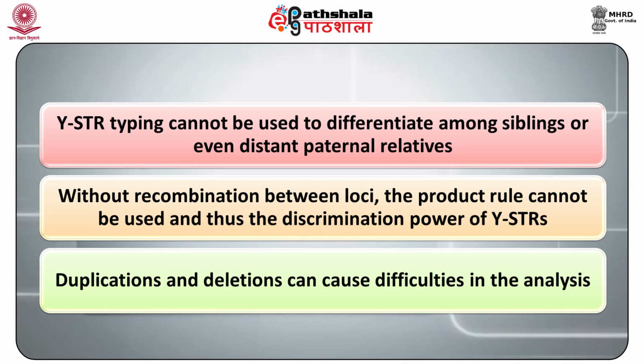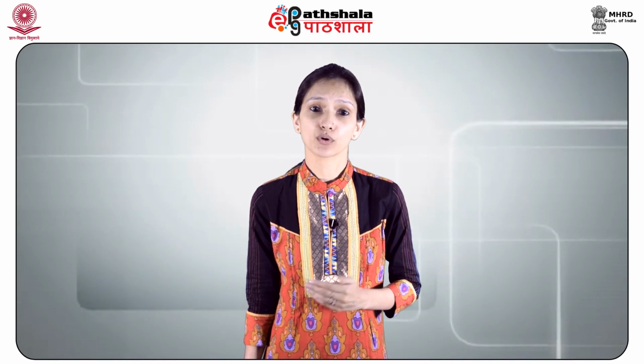First, since paternal relatives are indistinguishable, Y-STR typing cannot be used to differentiate among siblings or even distant paternal relatives. Second, without recombination between loci, the product rule cannot be used and thus the discrimination power of Y-STRs is limited by the size of the population database used. Third, duplications and deletions can cause difficulties in the analysis. The primary value of the Y chromosome in forensic DNA testing is that it is found only in males.